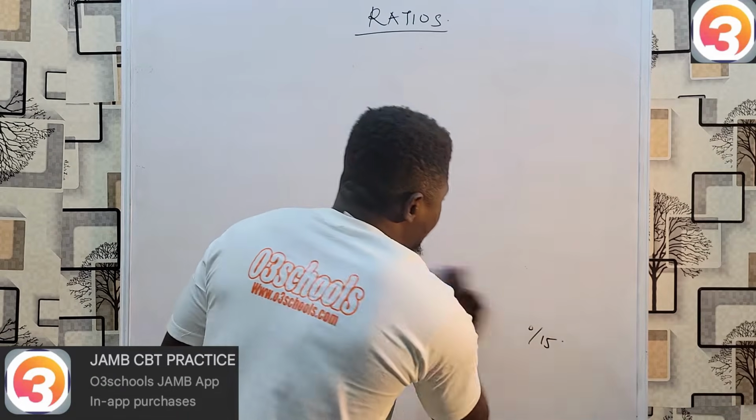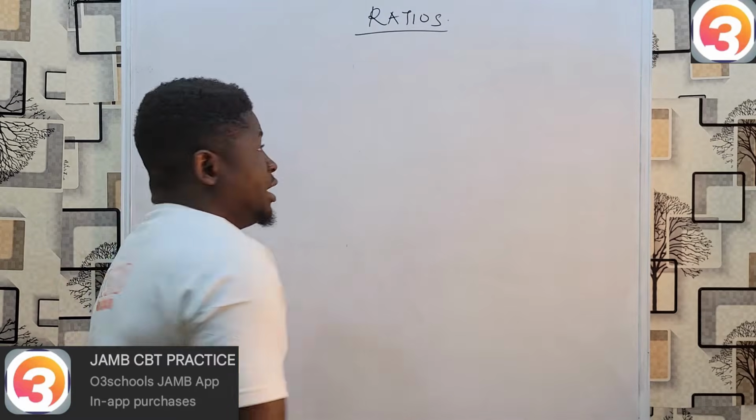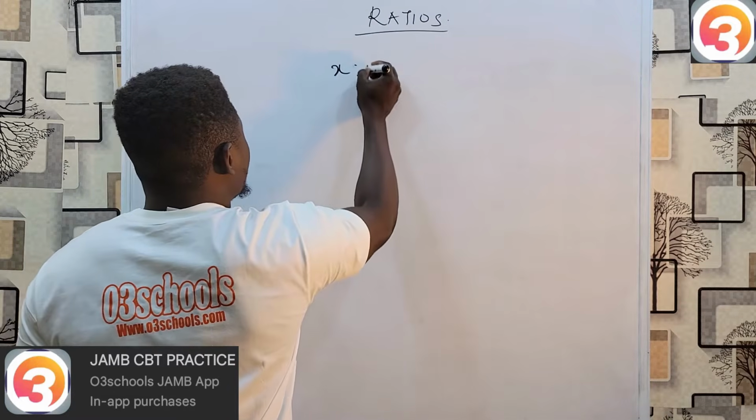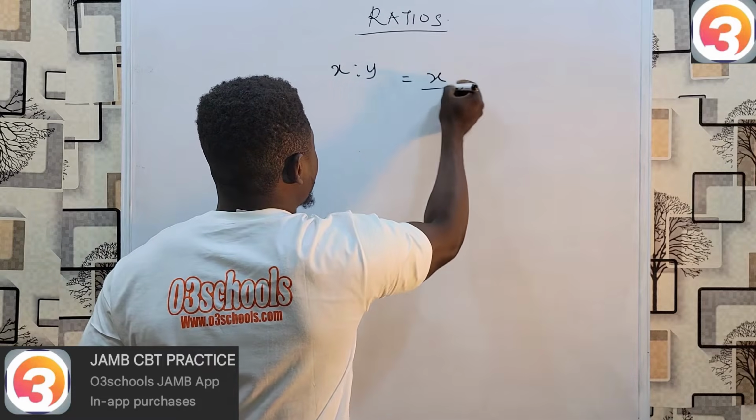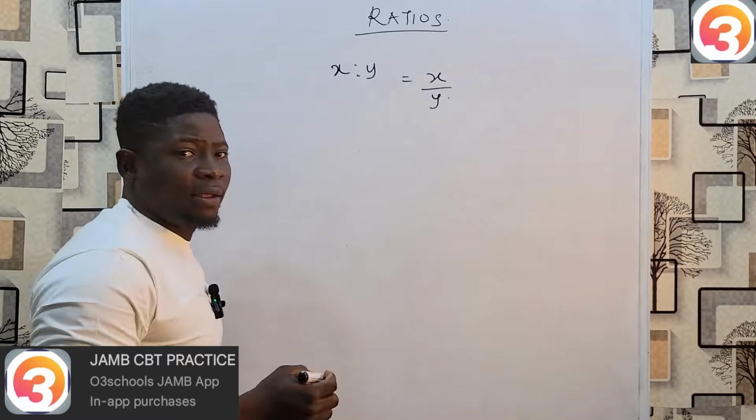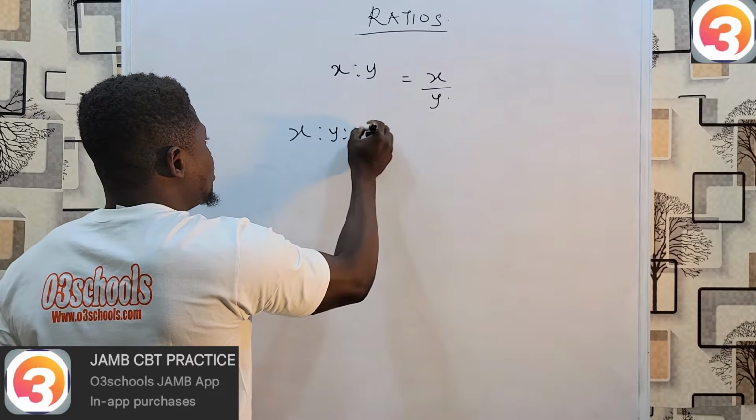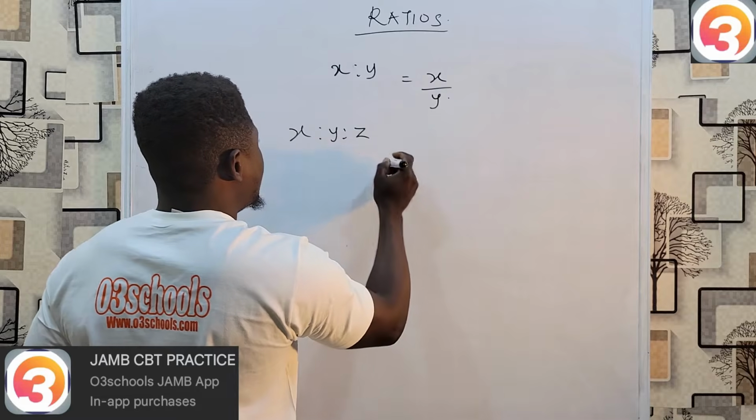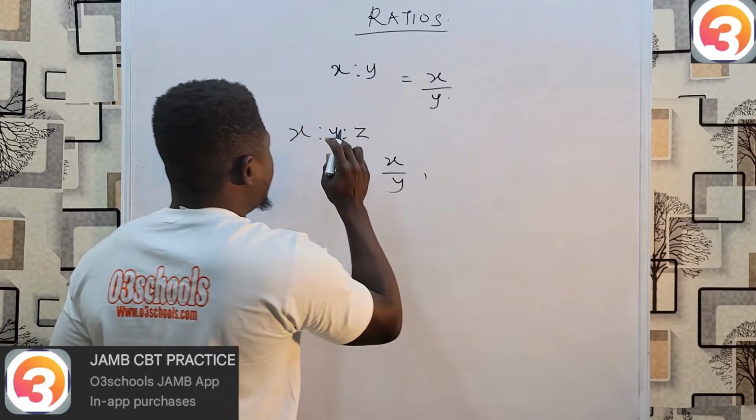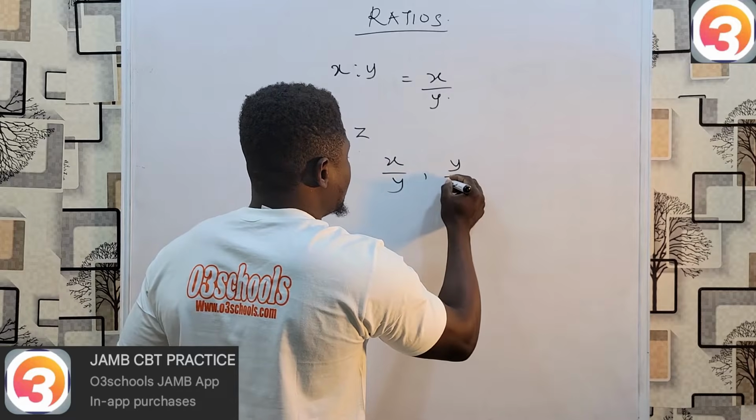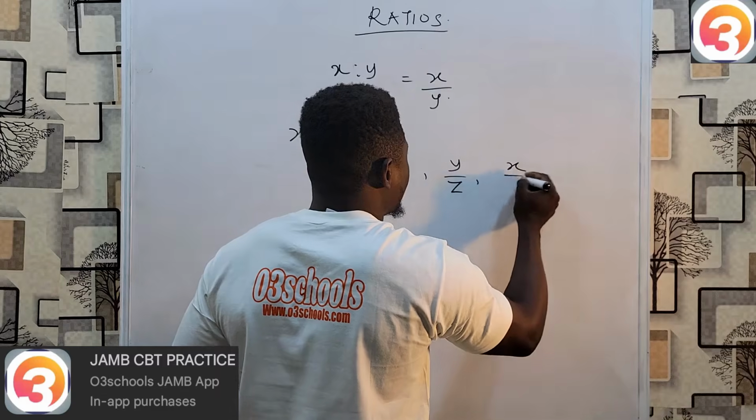Now, we can represent ratios in fractions like we have seen just now. So if you have, for example, x ratio y, it means in fraction x over y. If you have a ratio like this for three quantities, x ratio y ratio z, this will mean x over y, or x ratio y, then y ratio z, or y over z, and x over z.